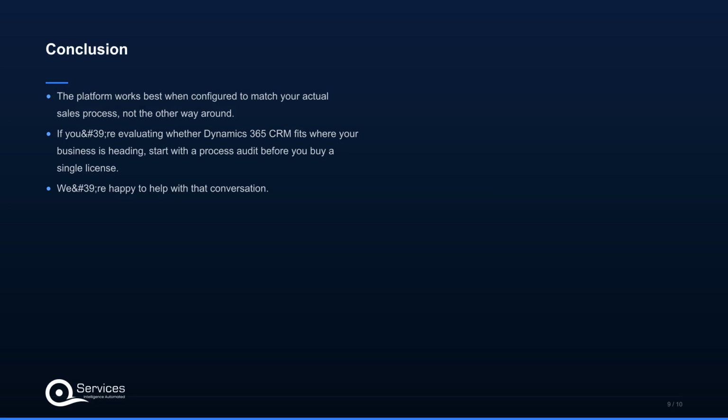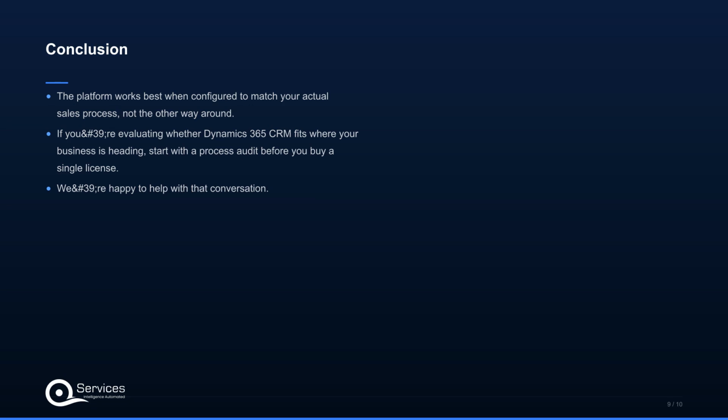Next up, let's talk about the conclusion. Dynamics 365 CRM is the right choice for SMBs already in the Microsoft stack, especially if your team is losing deals to slow follow-ups, inconsistent pipeline management, or manual reporting. The 7 automation capabilities covered here, lead routing, follow-up sequences, stage gate triggers, AI-powered insights, Teams integration, quote automation, and sales forecasting, address the most common revenue leakage points in a small sales team. The platform works best when configured to match your actual sales process, not the other way around.